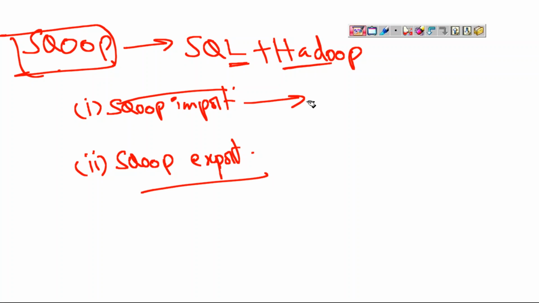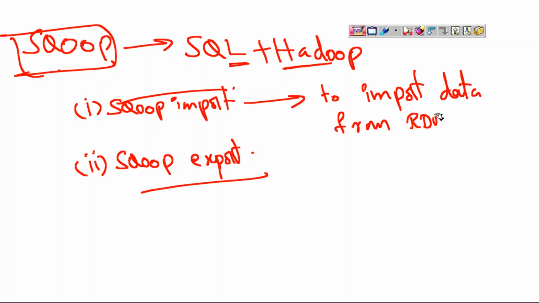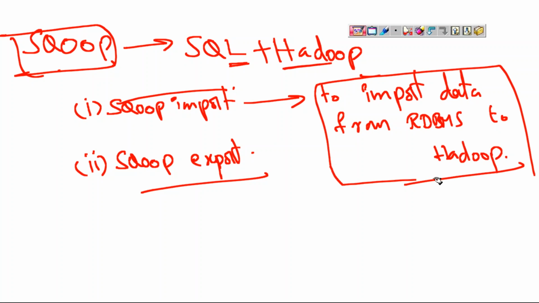What import will do is import data from RDBMS to Hadoop. Suppose I have a local file and I want to copy that file into Hadoop. Directly I have the HDFS command. By using some HDFS command, I will copy the file data into Hadoop directly. But if my data is in an Oracle table, which is RDBMS, at that time I need to use Sqoop import to import data from RDBMS to Hadoop. And Sqoop export is the reverse process.